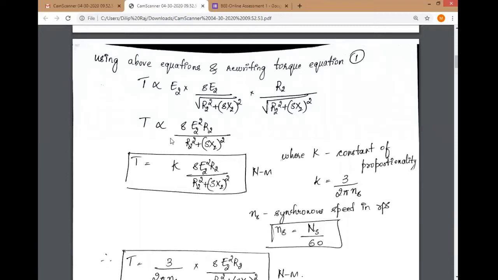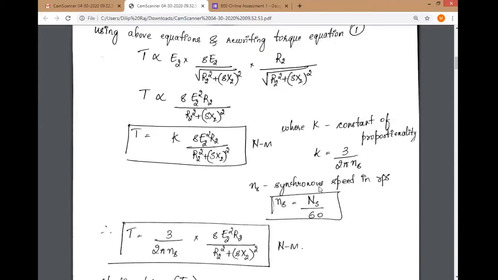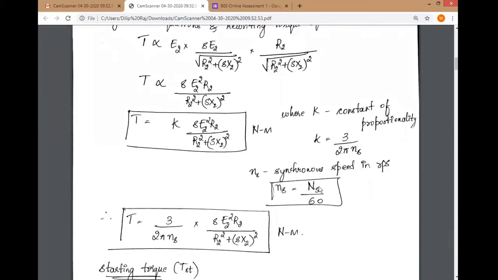If we have to remove this proportional relation and introduce an equal sign, then we have to introduce a constant, which is called the proportionality constant, represented as K. And this K is given by the formula 3 by 2 pi ns, where this small ns represents the synchronous speed in rps, that is rotation per second. Capital Ns is the synchronous speed in RPM. Converting RPM speed to RPS, we have to divide the RPM speed by 60. So this proportionality constant K is given by the formula 3 by 2 pi ns.